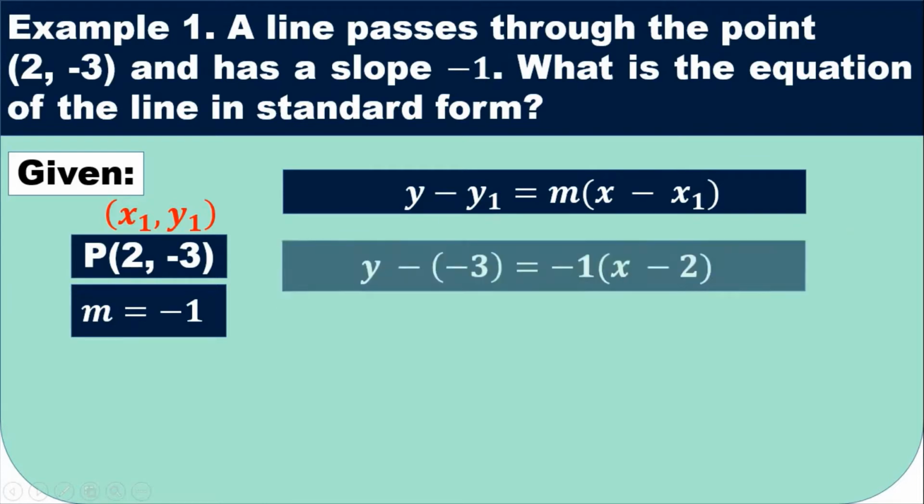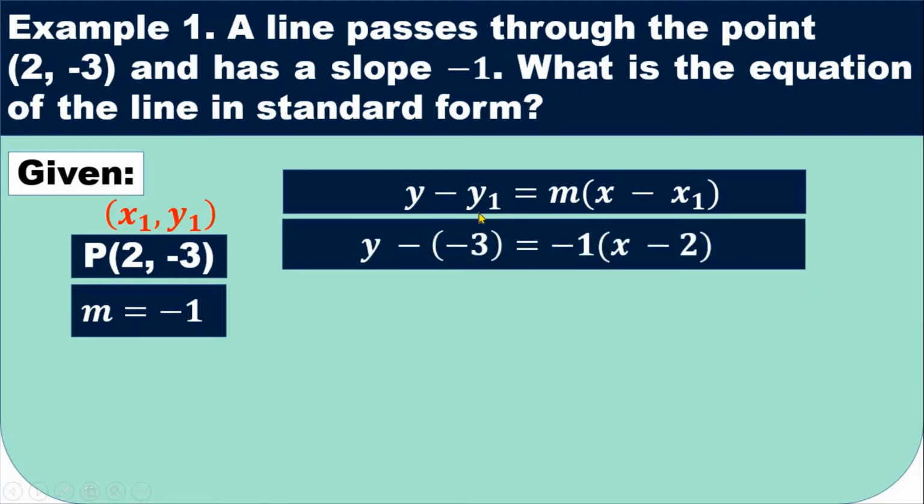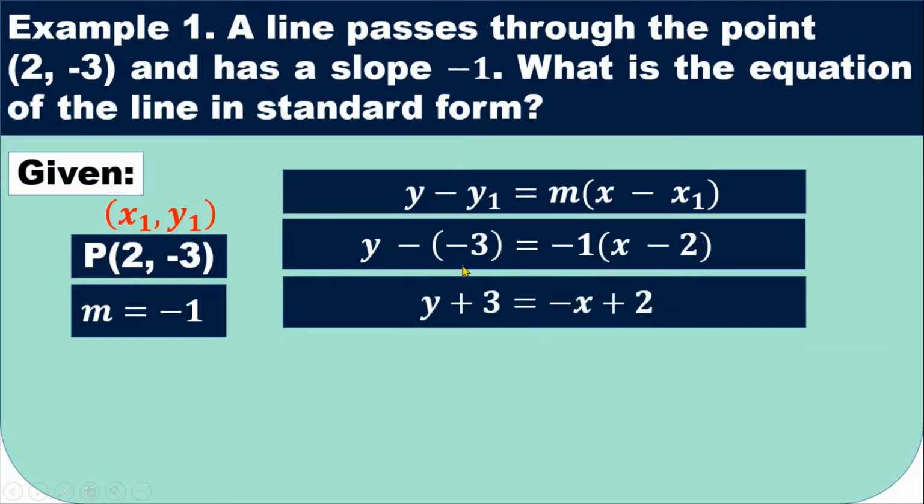equation becomes y minus the value of y sub 1, which is -3, is equal to the slope m, which is -1, multiplied by the quantity x minus the value of x sub 1, which is 2. Simplifying our equation, copying y, the negative of a -3, that is +3, is equal to, applying distributive property, -1 times x, we have -x, -1 times -2, the answer is +2.